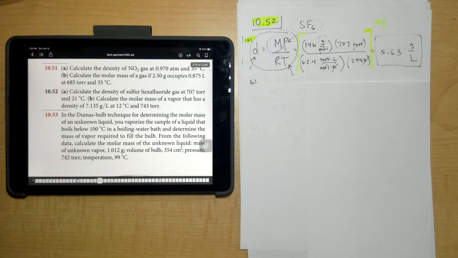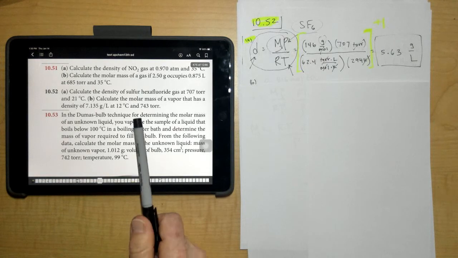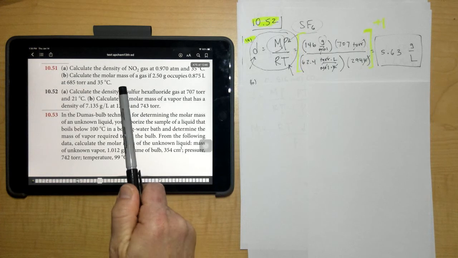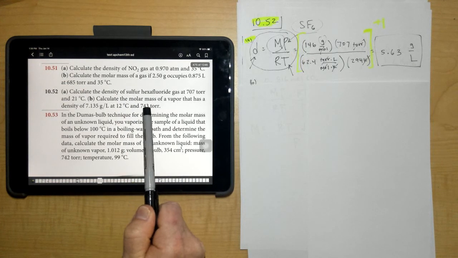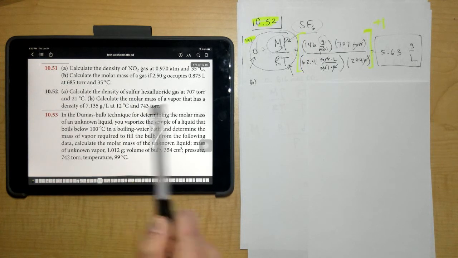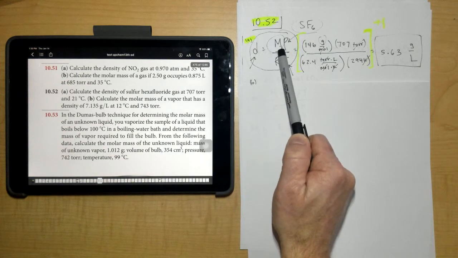Now letter B. B is almost exactly the same problem, just asking you for a different variable. Here they're asking you for the molar mass. So they're looking for capital M now in letter B.